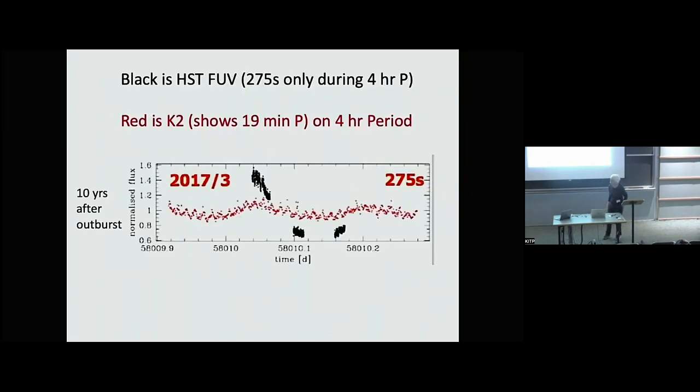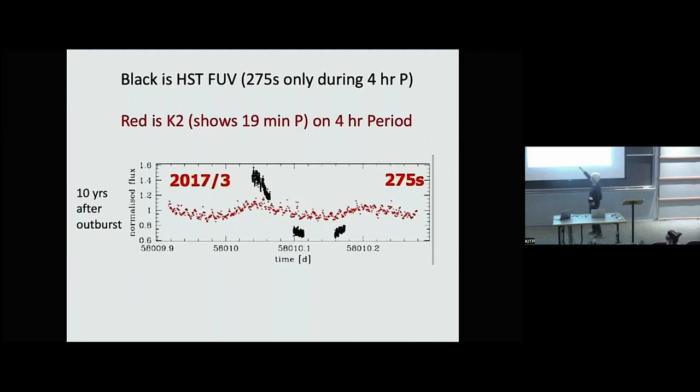And then Boris was able to get a whole sequence coincident with K2 data. So we had long stretches of optical ground-based, and then Hubble had several points in there. And what we found is that there's a surprising 4-hour period that comes in. The K2 data is the red here.